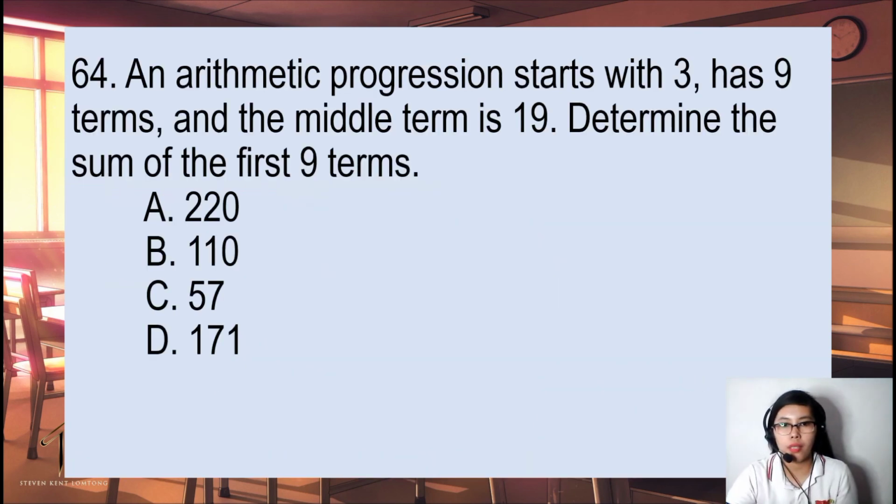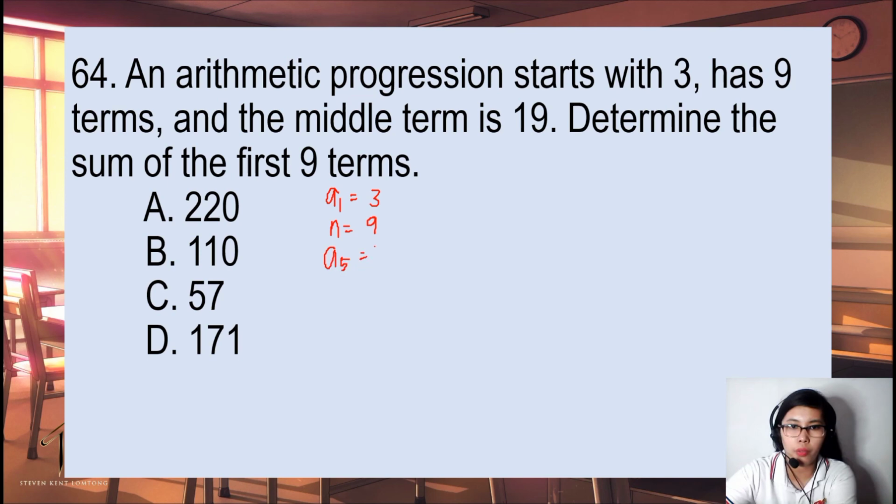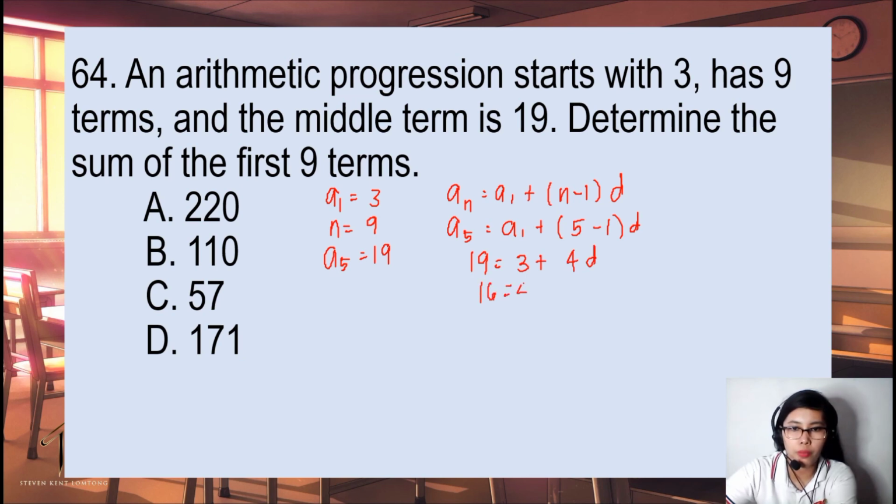Next, an arithmetic progression starts with 3, has 9 terms, and the middle term is 19. Determine the sum of the first 9 terms. We have the given a sub 1 equal to 3, n is 9, and the middle term, which is a sub 5, is equal to 19. Then we can find the common difference using the formula a sub n is equal to a sub 1 plus n minus 1 multiplied by d. So a sub 5 is equal to a sub 1 plus 5 minus 1 times d. 19 is equal to 3 plus 4d, so 16 is equal to 4d. d is equal to 4.